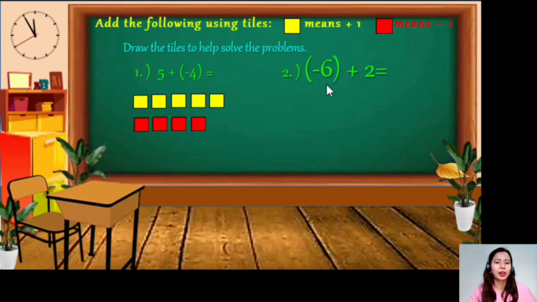Another example, negative 6 plus 2. Let us make 6 red tiles. 1, 2, 3, 4, 5, 6. Next, let's make 2 yellow tiles. 1, 2. Then these are the 0 pairs. Ano ang natira? We have 1, 2, 3, 4, 4 red tiles. So, it is negative 4. Negative 6 plus 2 is negative 4.